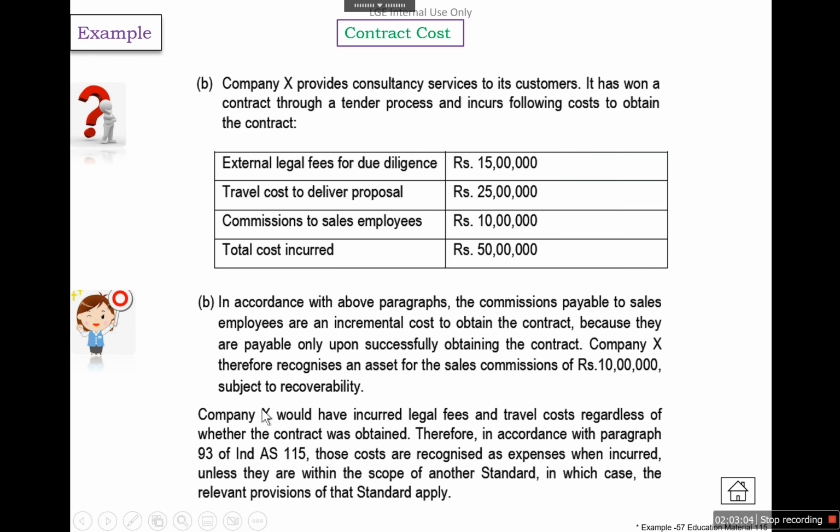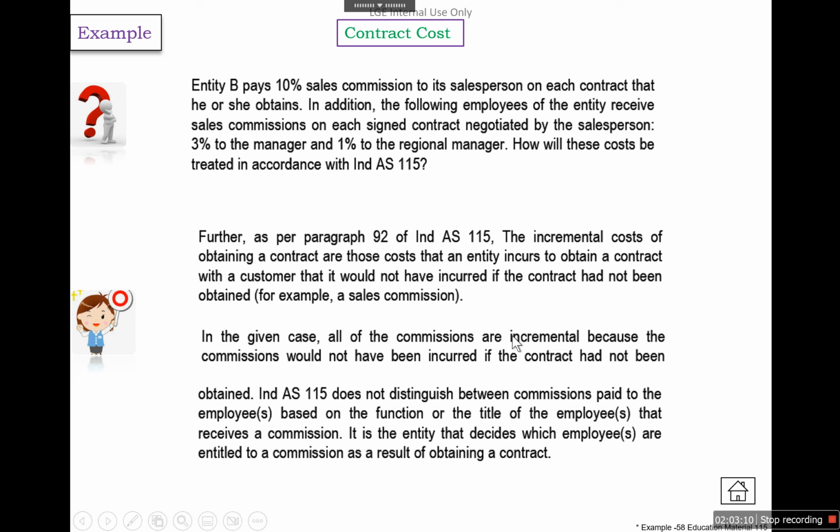10 lakhs will be considered as an incremental cost and will be booked as a contract asset. Next, company X pays 10% commission to its salesperson on the contract that he obtains. In addition, the following employees of the entity receive sales commission on each signed contract negotiated by the salesperson: 3% to the manager, 1% to the regional manager.